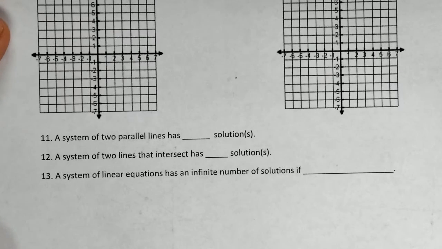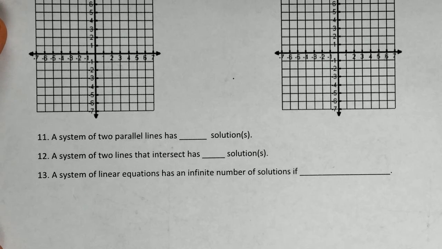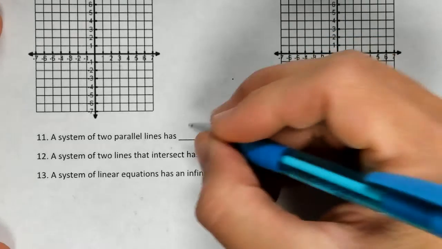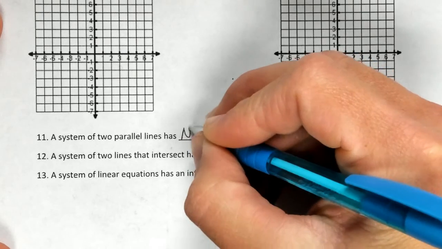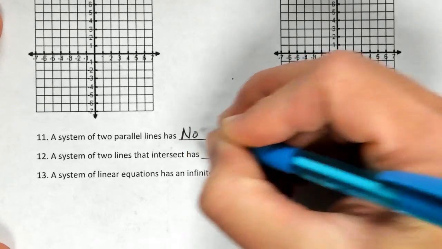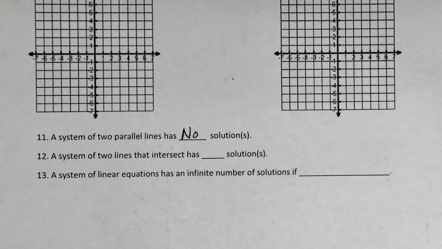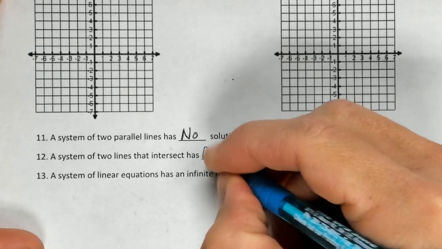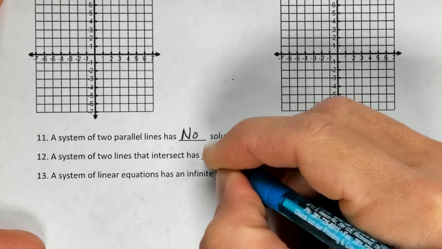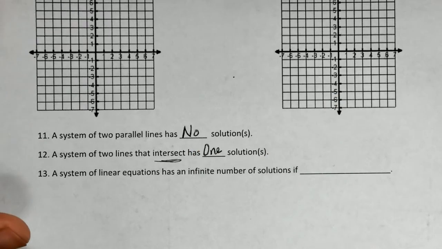All right, so let's go to the bottom. It says, a system of two parallel lines has blank solutions. So if they have two parallel lines, how many solutions would it have, Riley? Zero. Not zero, but no solutions, right? So a system that has two parallel lines, or the same slope, has no solutions. A system of two lines that intersect has one solution. Thank you, Elisha. And that one solution is your point of intersection, the point where they intersect.